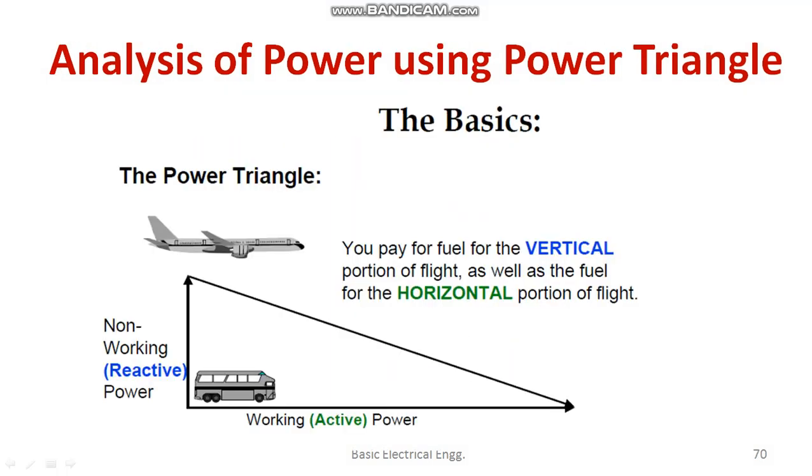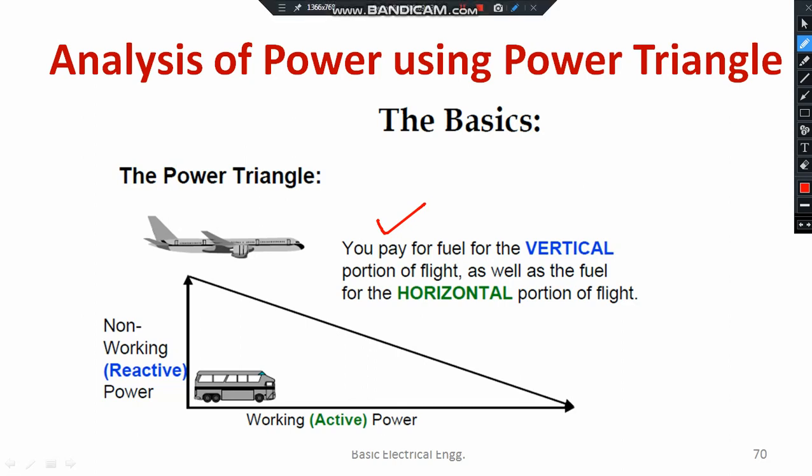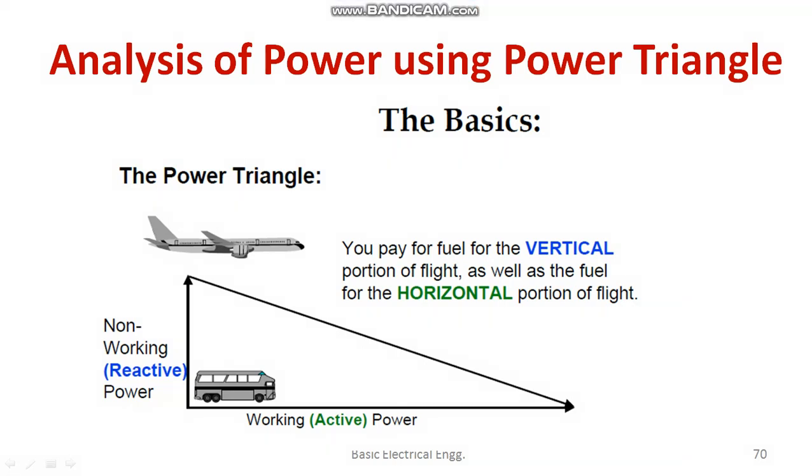If you want one more example, I'll show you. Look at the diagram. Here you can see the flight. You will be paying for the fuel for the vertical portion of the flight as well as the fuel for the horizontal portion of the flight. When the flight wants to go vertically to a certain height, you need to pay for that. That is paying for reactive power. What is real power? If the plane travels from one point to another point, we call it real power. But you have to pay for reactive power, because the plane wants to maintain a certain height to fly. Am I right or not? For taking off, that you know. So that is another example.